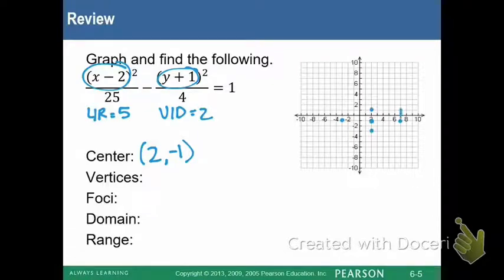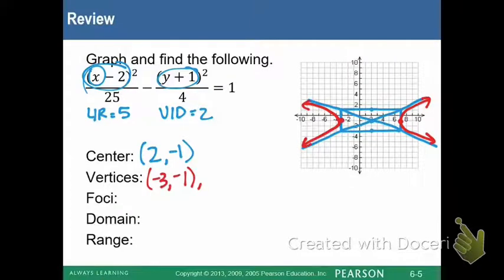Okay, so I can use that to draw my rectangle now. Draw the asymptotes. And then, since the x is first, I know it's going to be opening left and right. So I can go back in and actually draw the hyperbola. Again, approaching those asymptotes. Okay, so these 2 points that I use, those are my vertices. So again, I can kind of just see where they are on the graph. It looks like it's at -3, -1, and 7, 1. Or sorry, 7, -1.